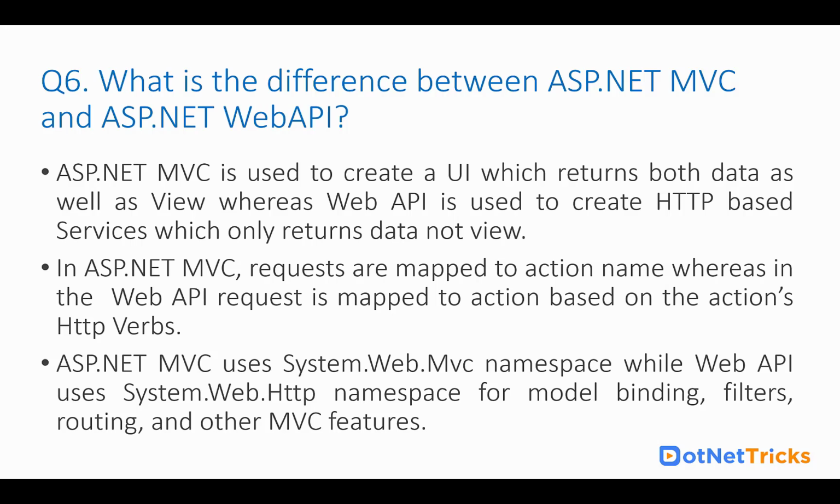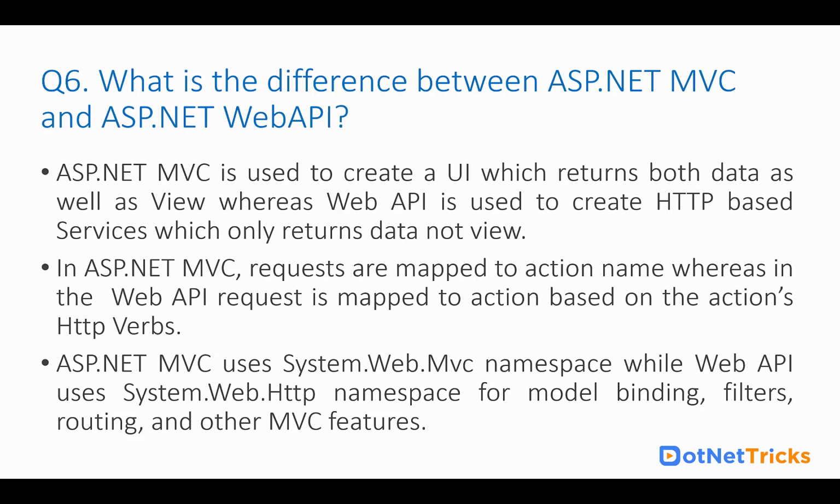Even ASP.NET MVC uses the system.web.mvc namespace, while Web API uses the system.web.http namespace. So the model binding, the filters, routing and other features we are using in Web API, we use from the system.web.http namespace, and in MVC 5 we use the same things from the system.web.mvc namespace.